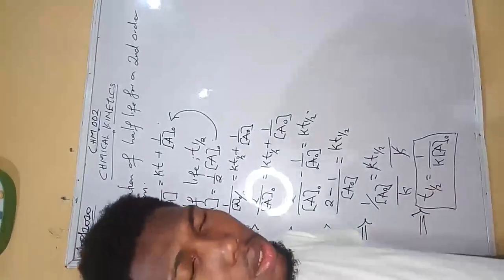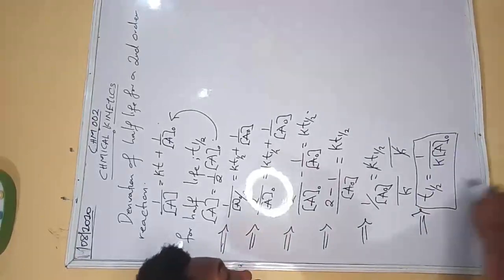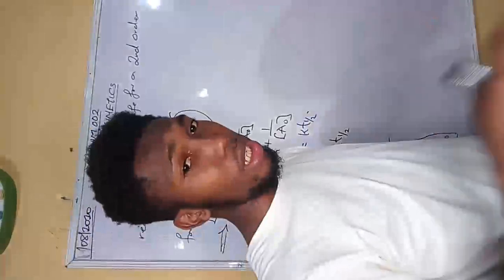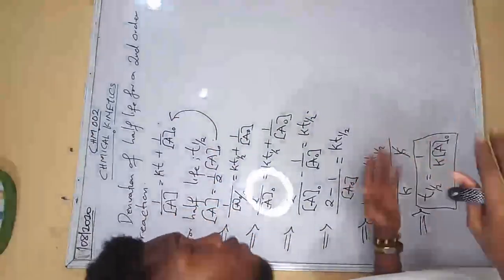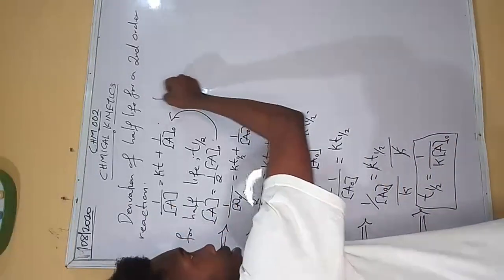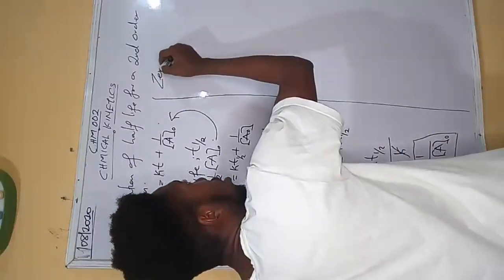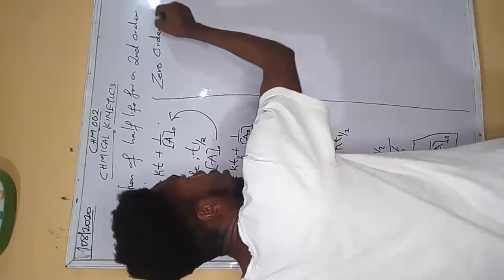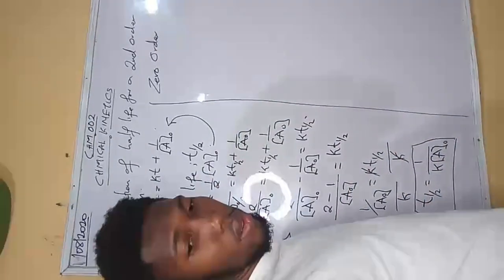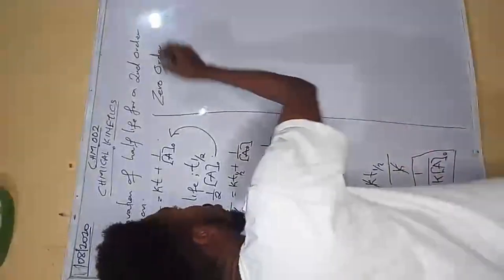So I want us to attempt to obtain the half-life for a zero order reaction. Just try it by yourself. All you have to do is start from the general zero order equation. If you're obtaining it for zero order, we remember that our equation is what?